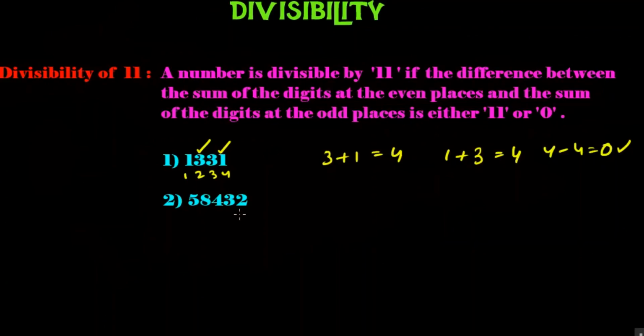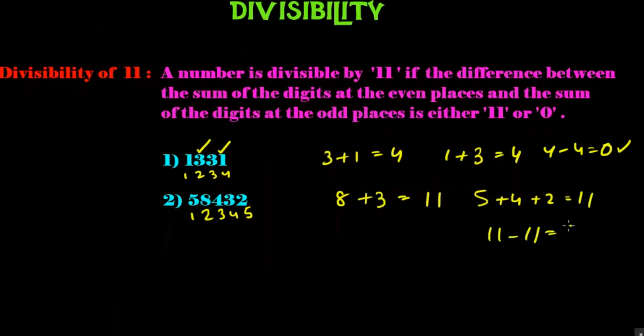Now 58432, that's our second example. Now taking its digits, let's mark the positions 1, 2, 3, 4, 5. Now let's add the digits at the even places, that's going to be 8 plus 3, that's going to be 11. And again, adding the digits at the odd positions, that's 5, 4 and 2. So 5 plus 4 plus 2, that's also 11. So 11 minus 11 is again 0. Therefore, this number is also divisible by 11. That way you can check divisibility of 11.